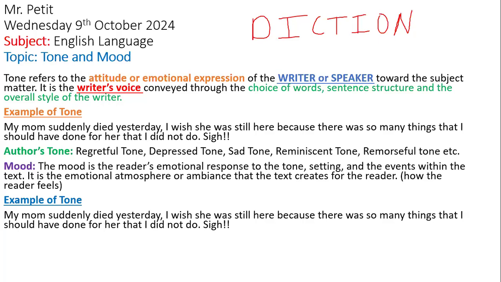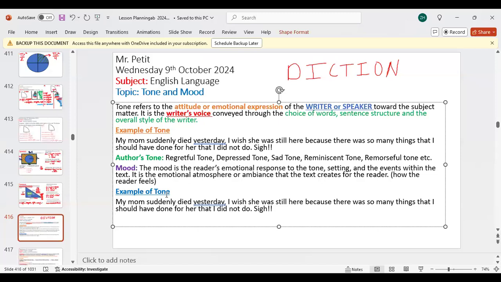Yes, sir. Good. Oh my goodness, I put an example of tone. Example of mood. Please correct that. Example of mood. So we can say that it is the reader's mood. We could say that it is a sympathetic mood.